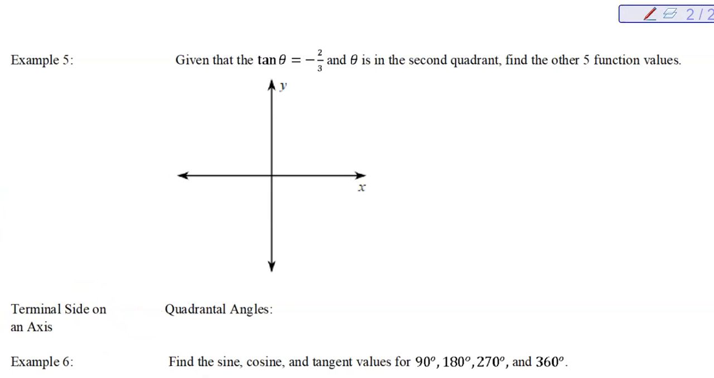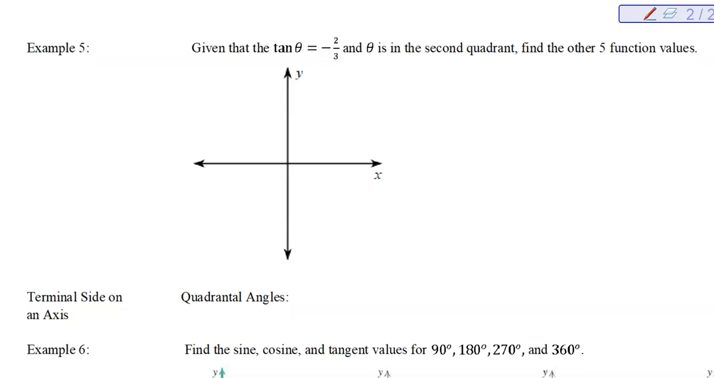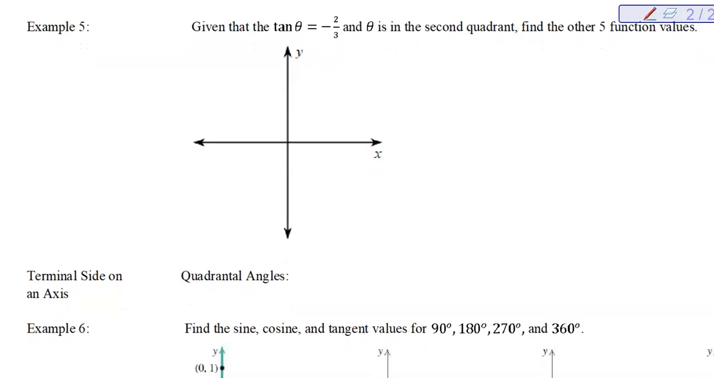This is example 5 here. And actually, I think this one's probably a little bit easier than the others because it's telling you your tangent already. And it's telling you what quadrant you're in. You don't have to solve an equation to find your slope. It's telling you what it is. So given that tangent of theta is negative 2/3 and theta is in quadrant 2, okay, in quadrant 2 your sine should be positive. Everything else, see, tangent's negative, so that's good. Find your other 5 function values.